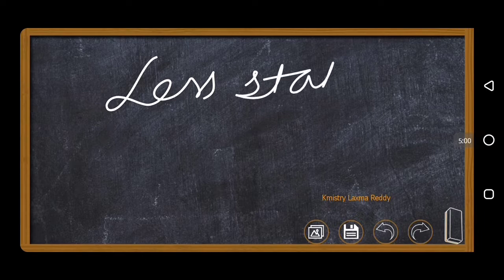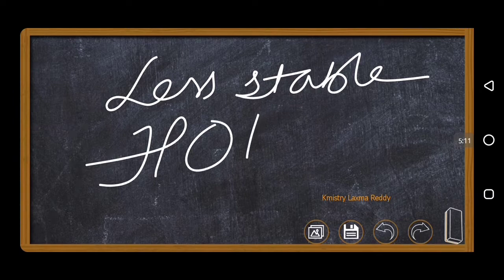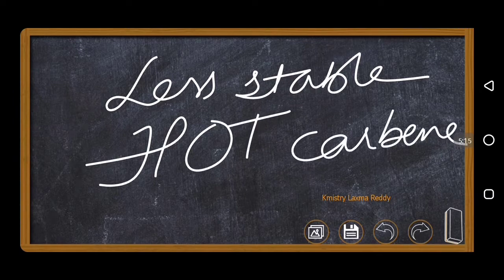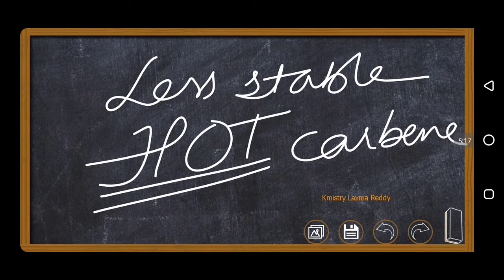As we were discussing, singlet carbenes are less stable. The reason for this is the lone pair of electrons, so it is less stable, and when this is less stable it is called hot carbene. So singlet carbene is called hot carbene. Fine. Now let's go with triplet carbene.